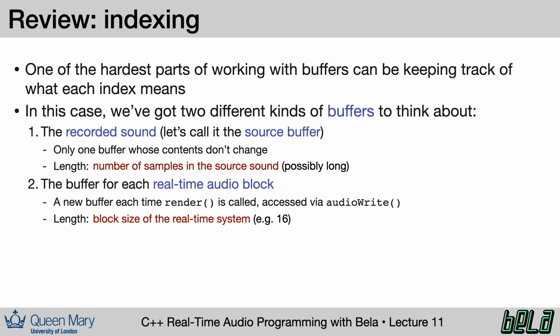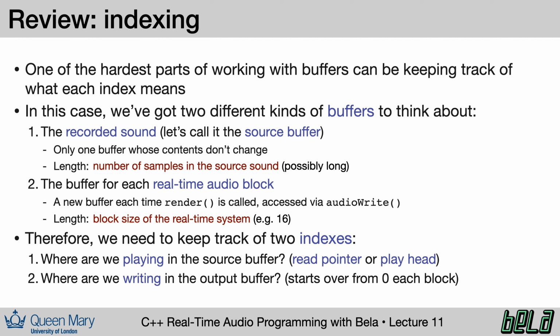We saw when we first looked at this that one of the trickiest things about working with this code was keeping track of the different buffers and the different indices and remembering what each of them means. In this case, we'd have two different buffers to work with. One holds the recorded sound and might be quite long. The other one would be for the real-time audio block, which would be the length of the block size of the system. We also needed to keep track of two different indices. One kept track of where we were playing in the source buffer, which is what we call our read pointer, and the other kept track of where we were writing in the output for this particular call to render.